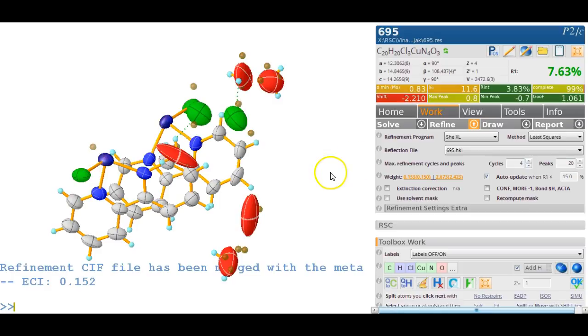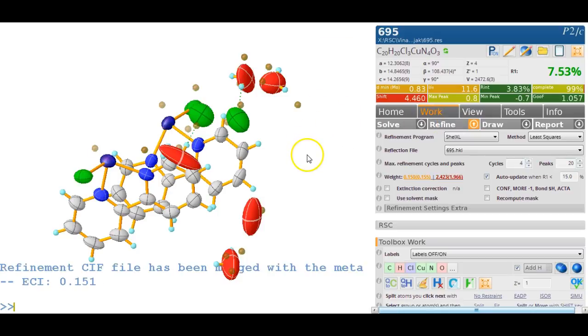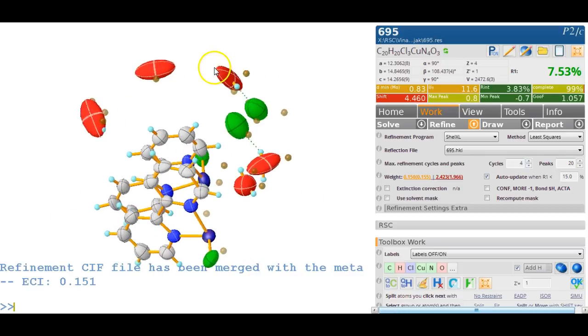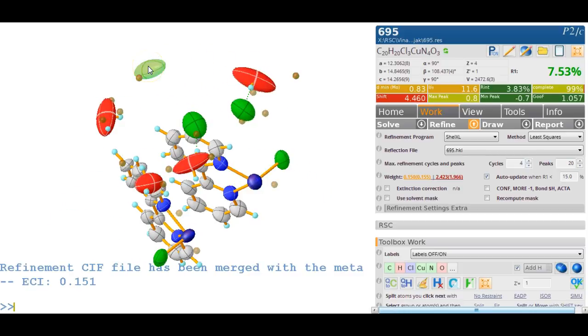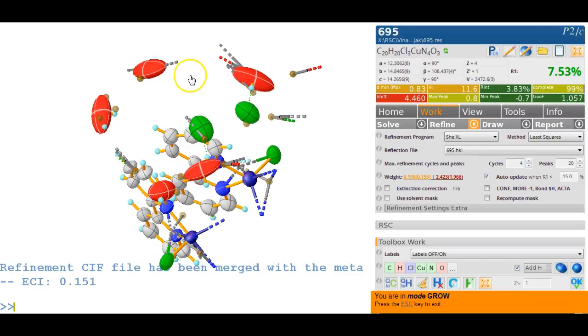Add the hydrogens to these water molecules. That obviously has to be fixed eventually, but at least they're in, so that means the formula will be reflected correctly. Didn't add it to this water, so let's just try again. Add. It refuses to add them. Control G to grow things, just to see what else is going on.